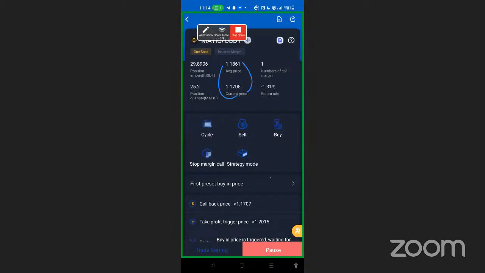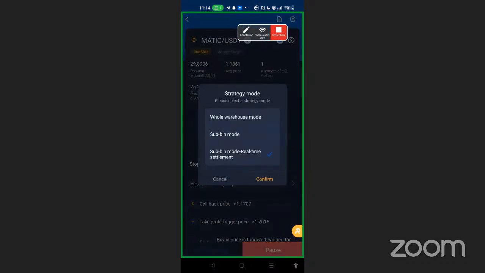Now let me go to the last strategy. The sub-bin mode real-time settlement. Ladies and gentlemen, when the robot buys margin call number 5, it sells margin call number 5, it returns the capital and the profit, and it charges you fuel fee.